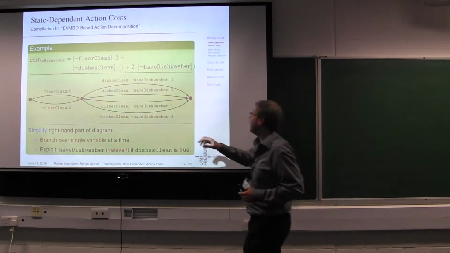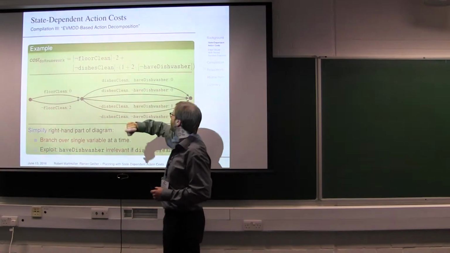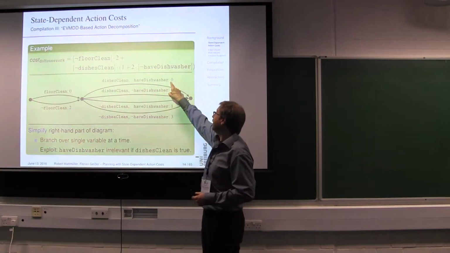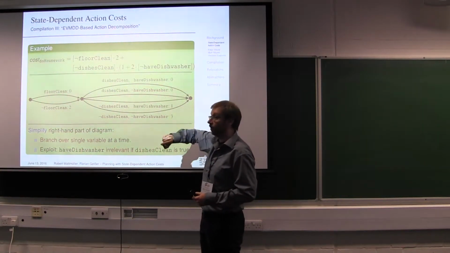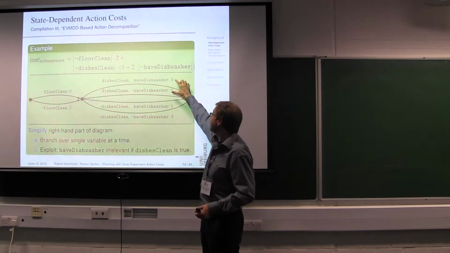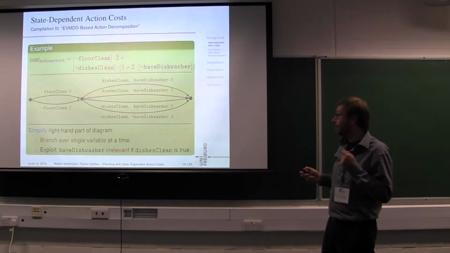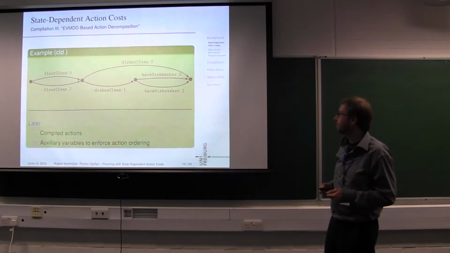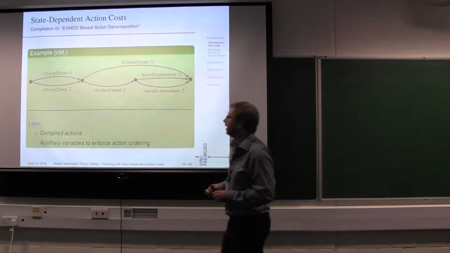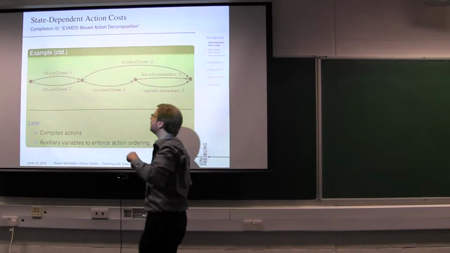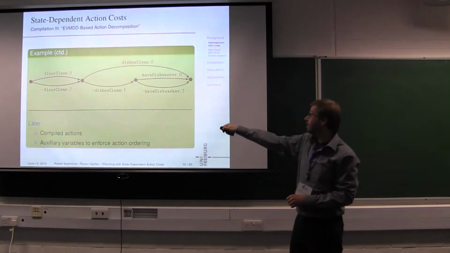And also you can see that once you know that the dishes are clean, it's completely irrelevant whether we have a dishwasher or not. There's nothing to do anyway, so the costs are 0. We don't care whether we have a dishwasher or not. And if we exploit this observation, we get something simpler. So the left-hand side still looks as before, but the right-hand side is simpler.